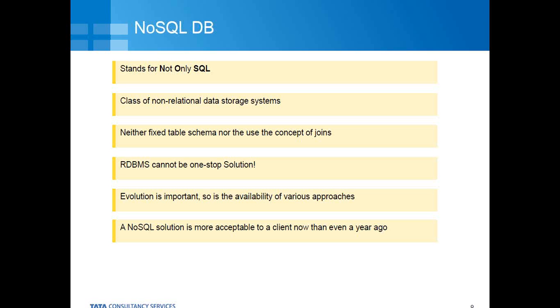It's important for evolution, so having multiple approaches is always handy. When we think about the application environment, we have multiple approaches, like cloud architecture or data center architecture. Likewise, having multiple approaches even for data storage would be helpful. Also, compared to past years, the NoSQL solution is now more acceptable to customers.